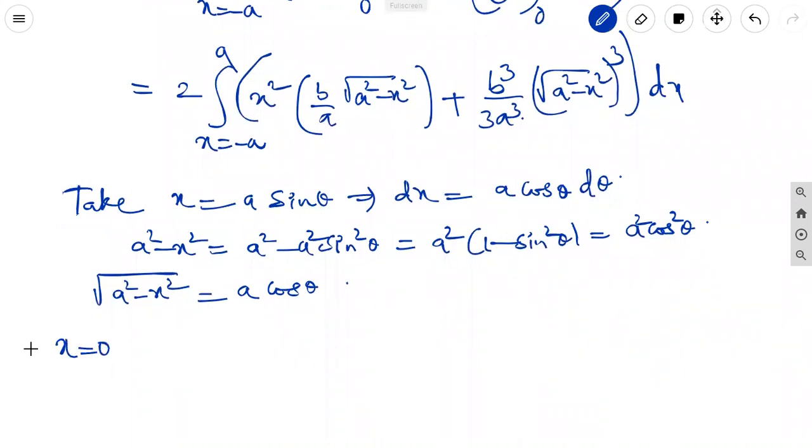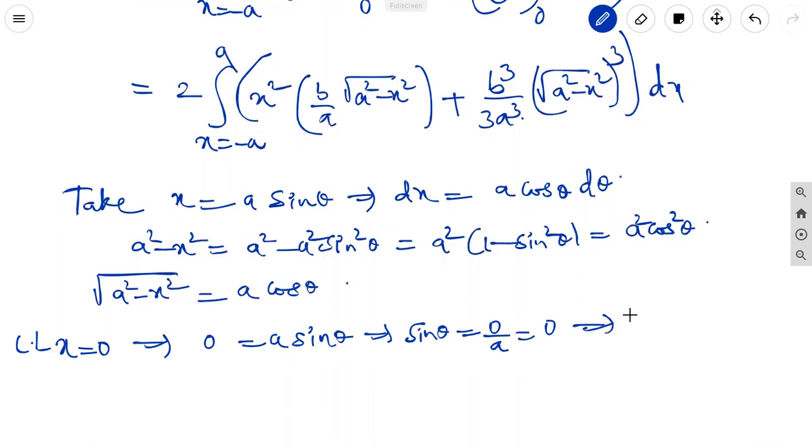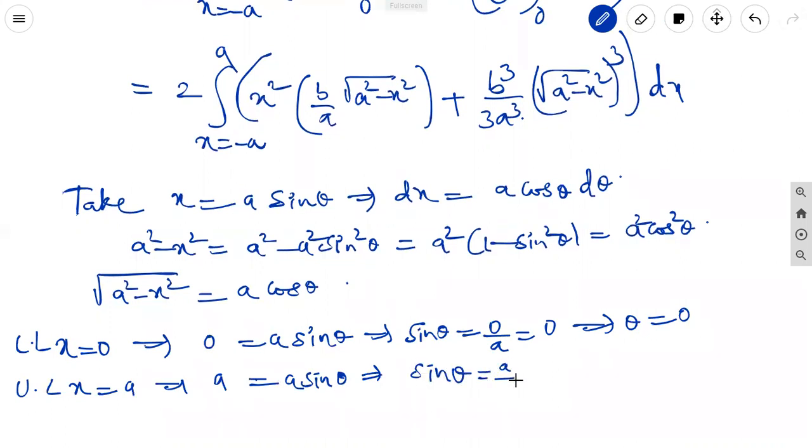Limits of x. Lower limit x equal to 0, that is 0 equal to a sine theta. From this, sine theta equal to 0 by a equal to 0, so theta equal to 0. And upper limit x equal to a, then a equal to a sine theta. From this, sine theta equal to a by a equal to 1, so theta equal to pi by 2.